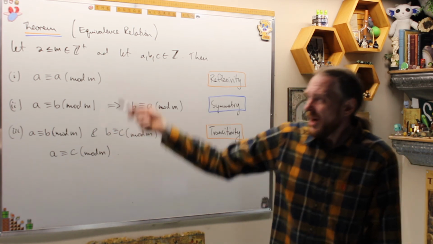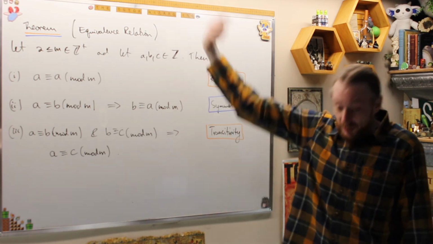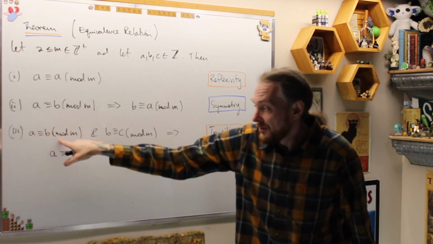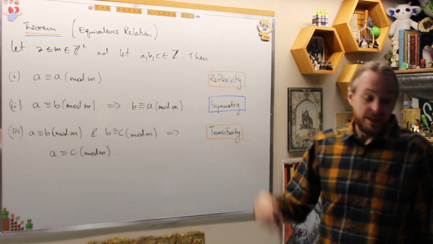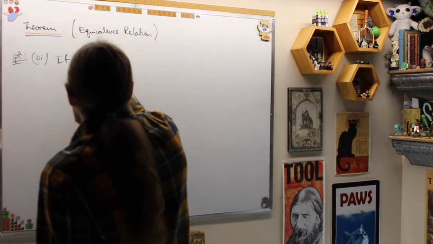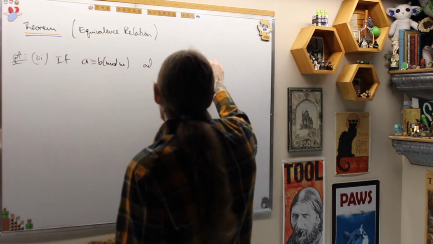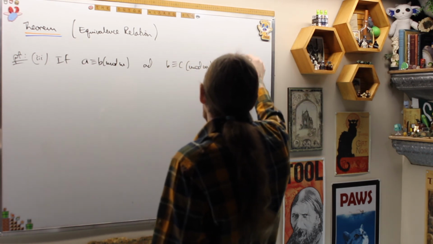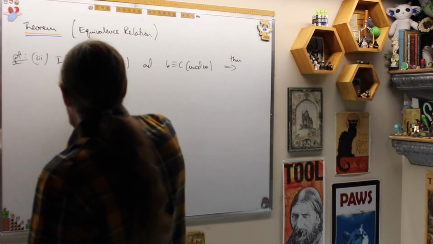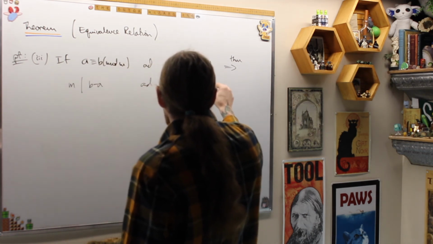Let's prove, say, C. I'll leave 1 and 2 as an exercise to the viewer. Try these ones for yourself. What we're going to use is the previous theorem, the congruence divisibility theorem, which links this fact that this is true if and only if M divides B minus A. Let's erase this and get to it. So proof, what we have is if A is congruent to B mod M and B is congruent to C mod M, then we know from the previous theorem, congruence divisibility, that M divides B minus A and M divides C minus B.